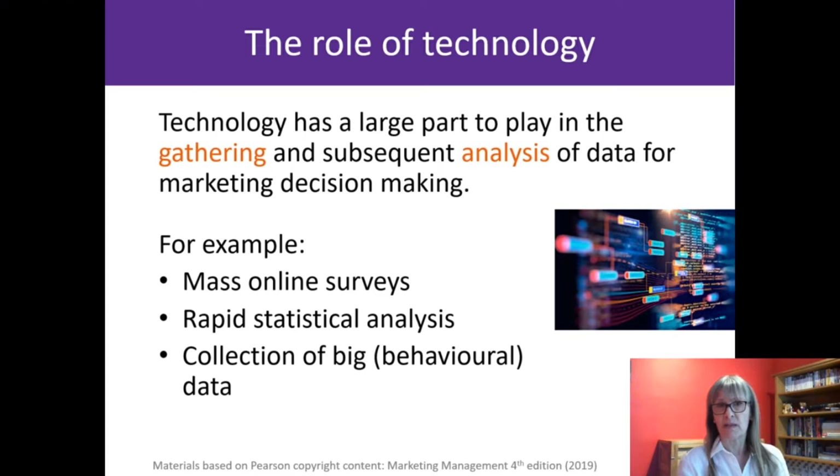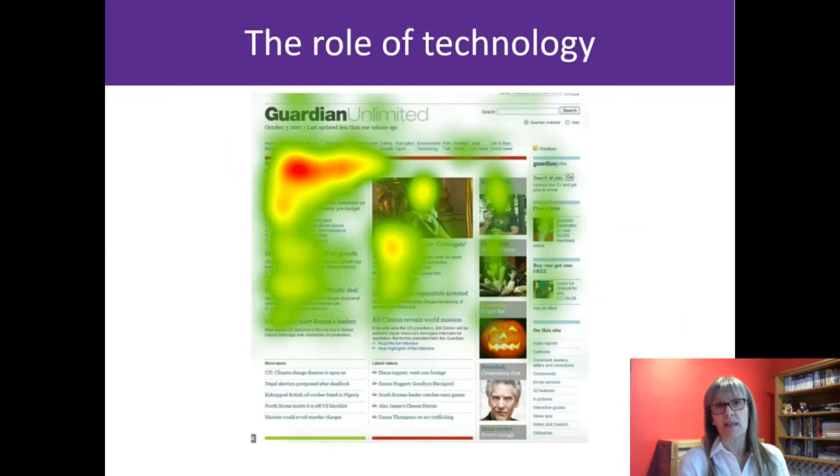Technology has a large part to play in the gathering and subsequent analysis of data for marketing decision making. For example, helping you with mass online surveys or rapid statistical analysis, or collection of big data, which is really very much behavioural data. Also, things like software to track the user focus on a web page is another great example of the role of technology in marketing research.